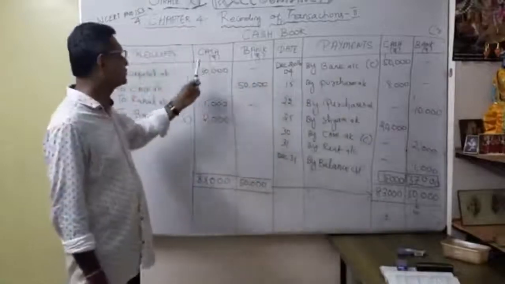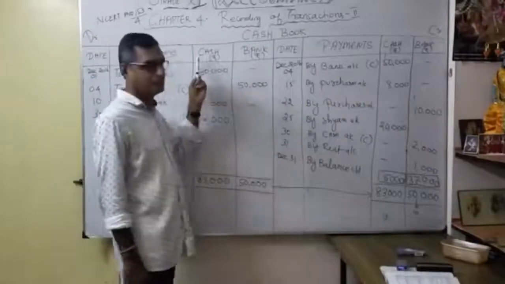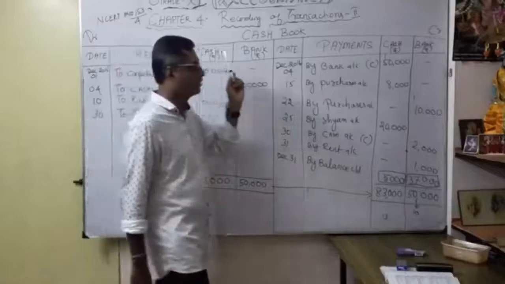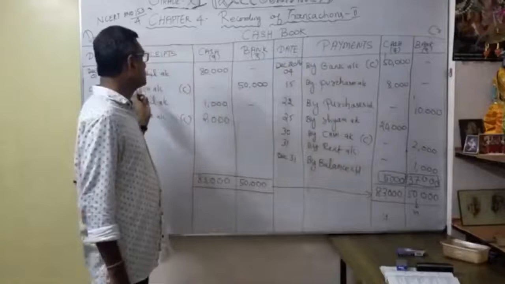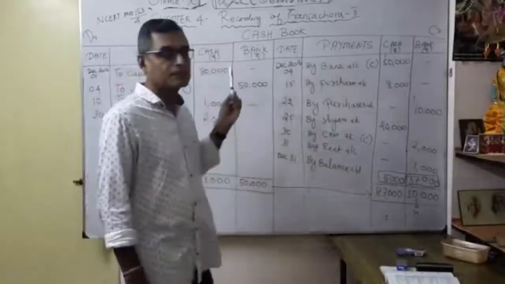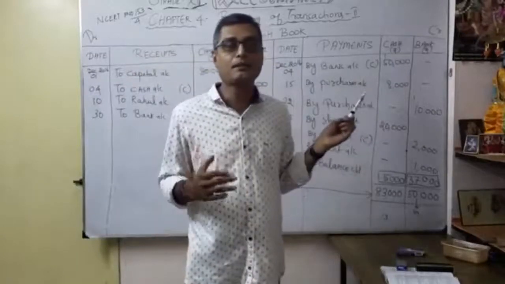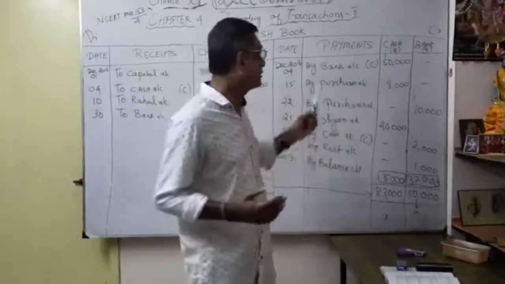Okay, so here, the double column cash book, you should be very careful. You want to draw two lines, cash and bank. Always cash is first, bank is second. Okay, on the payment and receipt side, both sides, you have to do each transaction. It's very, very important whether it comes under a cash transaction or a bank transaction.